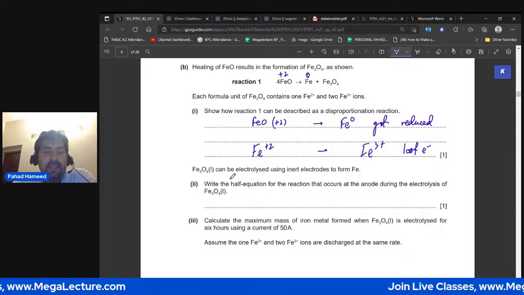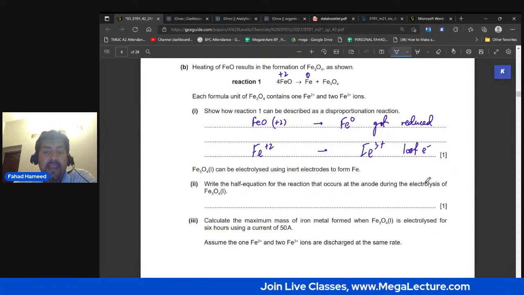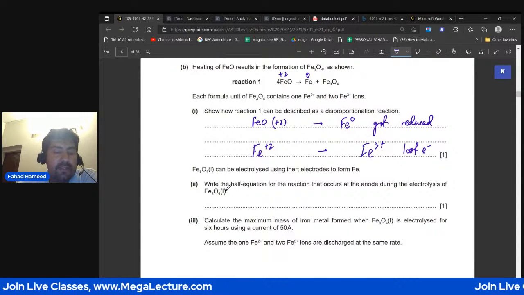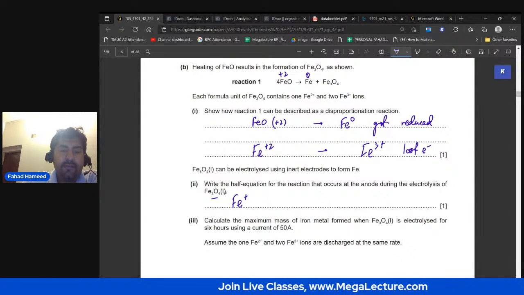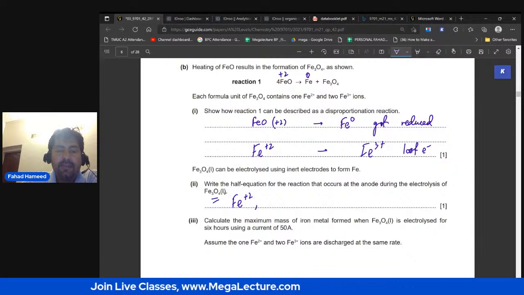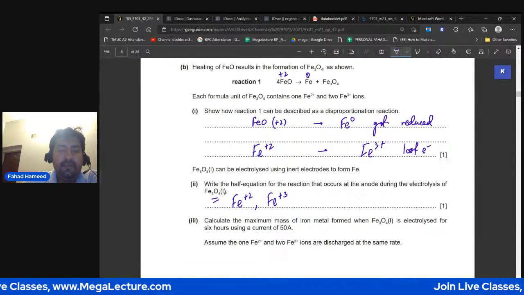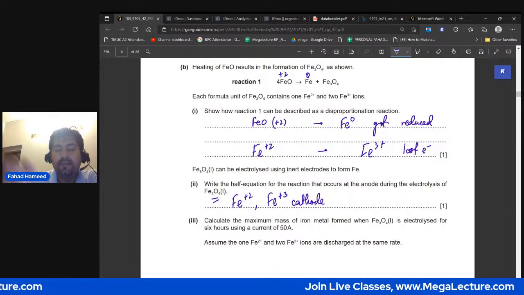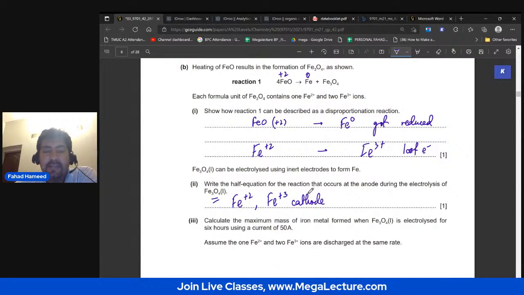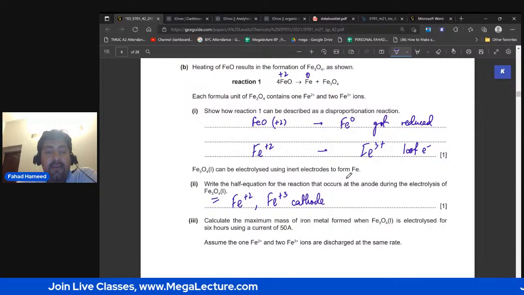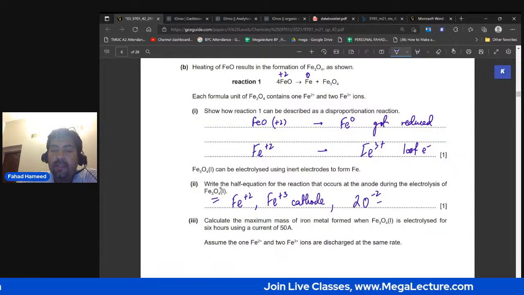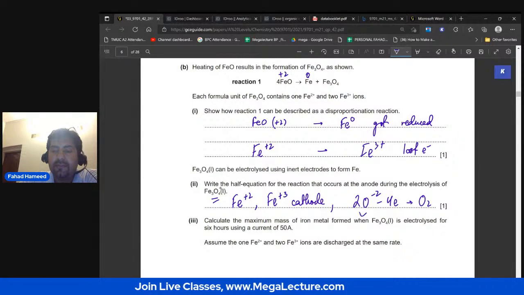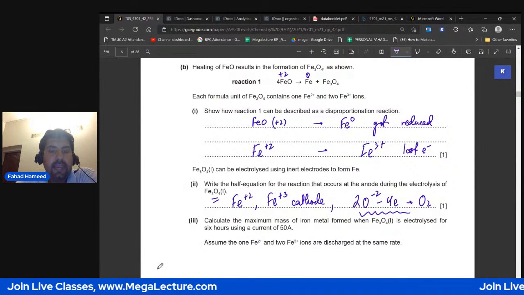Now, the next one is write the half equation for the reaction that occurs at the anode during the electrolysis of Fe3O4 molten. It's molten, so you have the ions. He's already told us that Fe3O4 contains Fe plus 2, and it also contains Fe plus 3. These are going to go to the cathode, so he's not really looking for the cathode reaction. They're going to get attracted to the negative electrode. They're looking at the anode. The anode would be the oxide ion, O minus 2 ion. That's going to go to the anode, where it's going to lose electrons to form oxygen gas. So that's going to be your reaction.